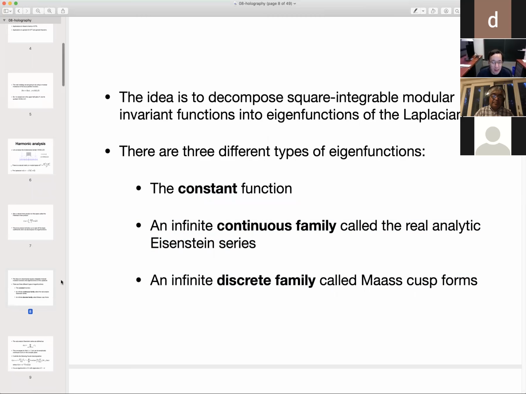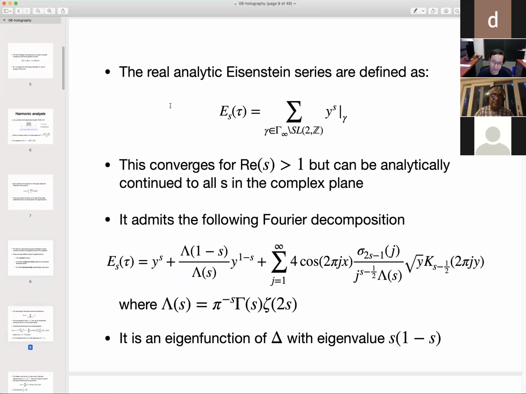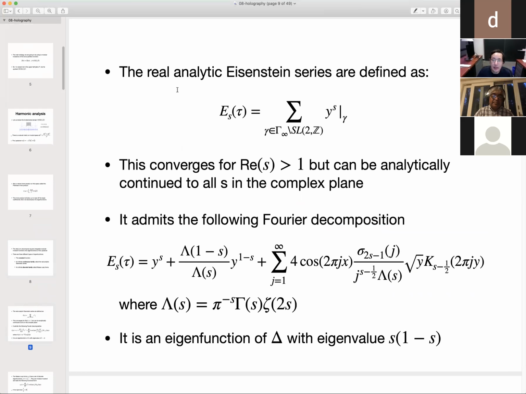So I think maybe it'll be a little bit more clear if I write out exactly what the definition of these functions are. So the constant is easy. Okay, everyone knows the definition of a constant. The real analytic Eisenstein series are defined as just the modular sum of the imaginary part of tau to the s power, where s is the real parameter we take here. So we take something that's not modular invariant, y to the s, and we sum over all of its SL2Z orbits. By definition, once you do the sum, the final answer will be modular invariant because we're summing over the orbit of the group. And for convergence, you need the real part of s bigger than 1. But it turns out this can be analytically continued to all s in the complex plane.